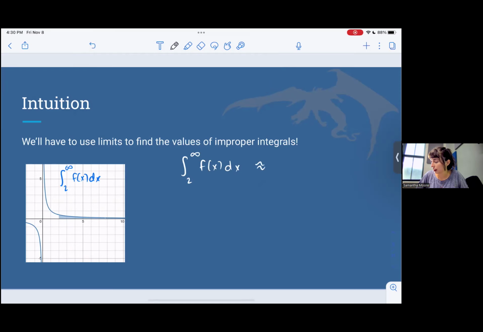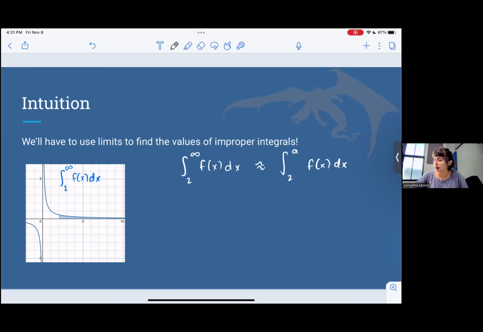Well, if I cut off at any sort of x value a above 2, that would be an approximation for the overall area. It might be a really bad approximation. For example, integrating just from 2 to 3 is not a good approximation for integrating from 2 to infinity, but still, it's an approximation. And we can make our approximation better and better as we let a go off to infinity.